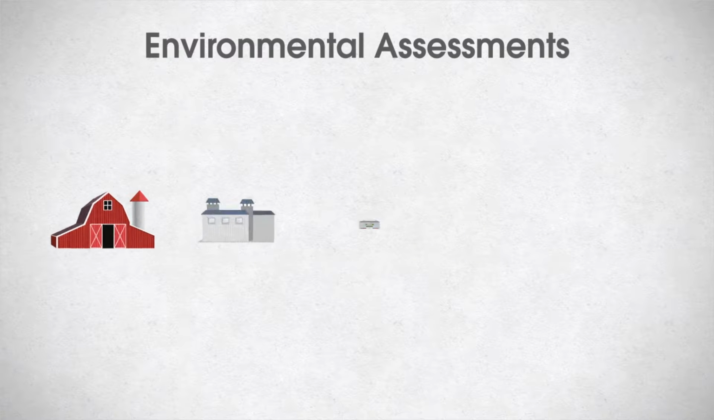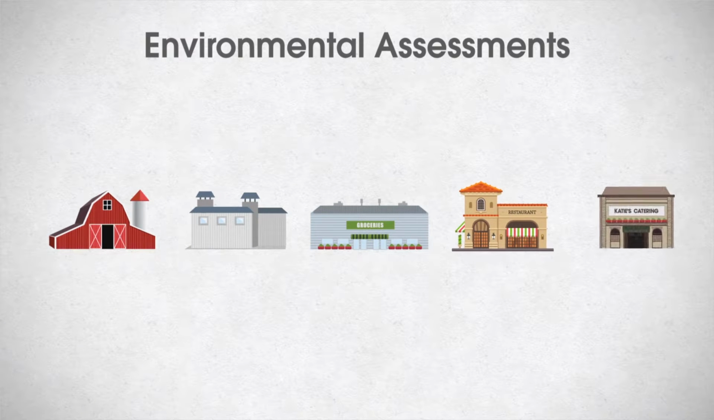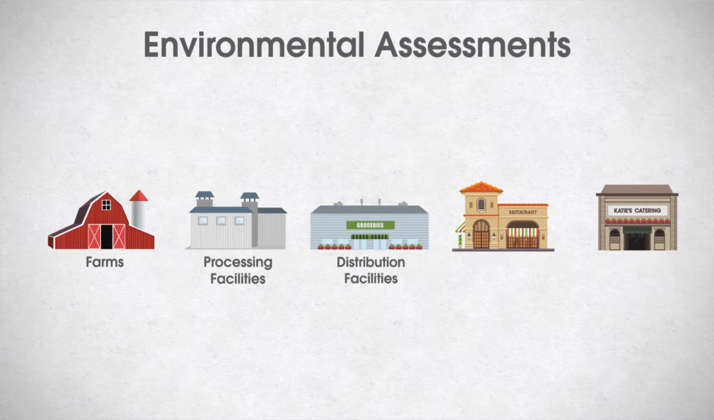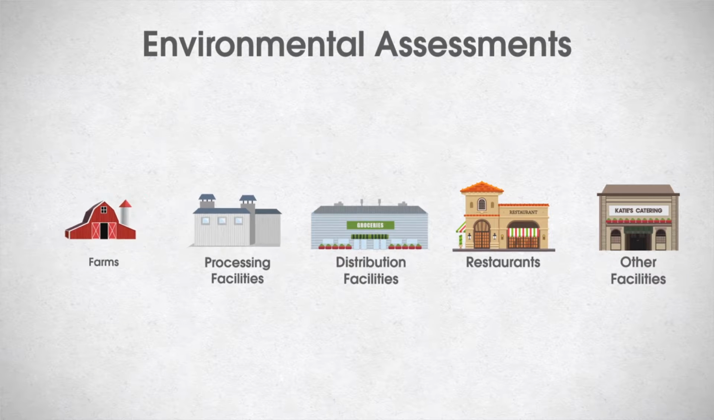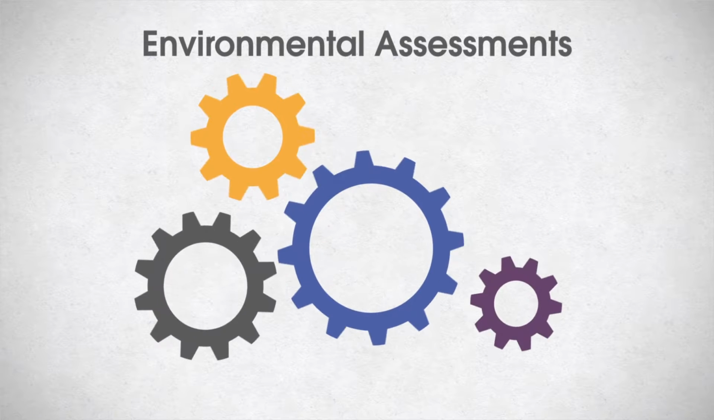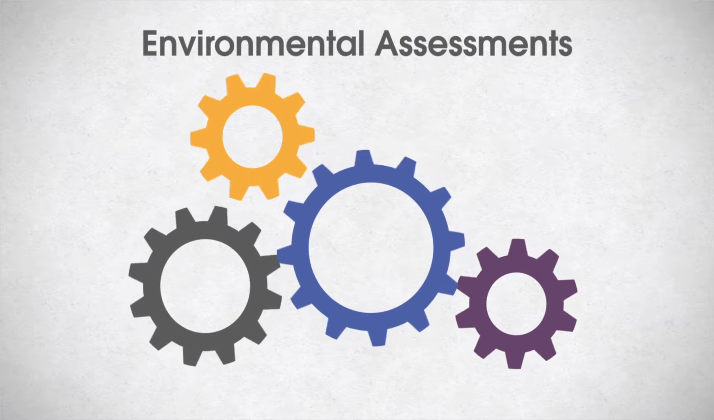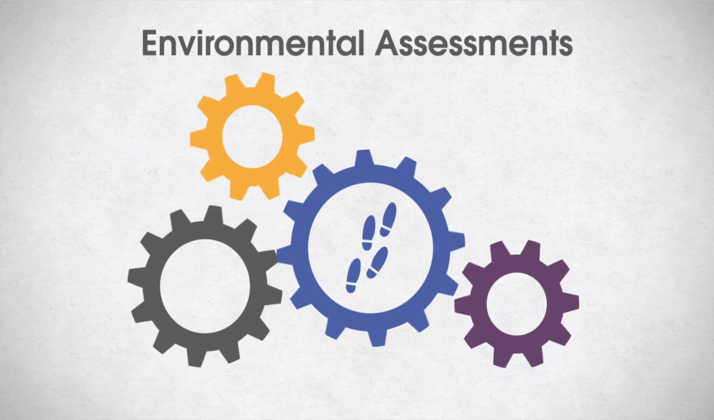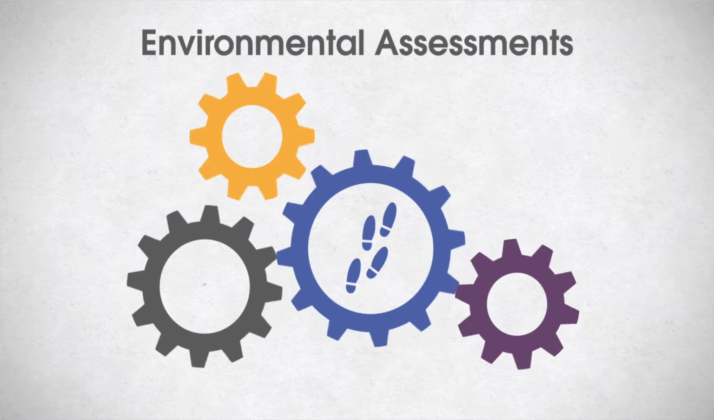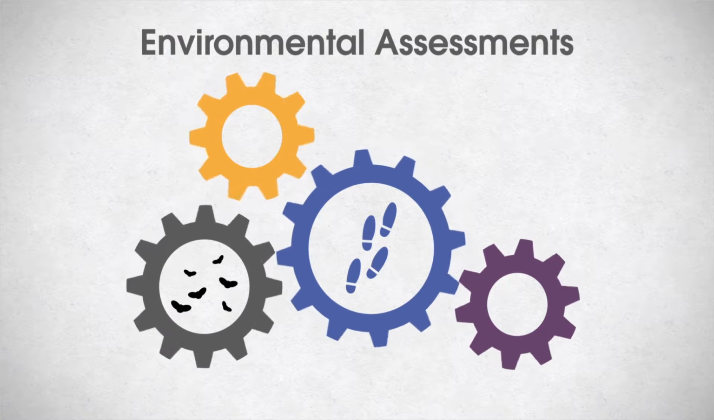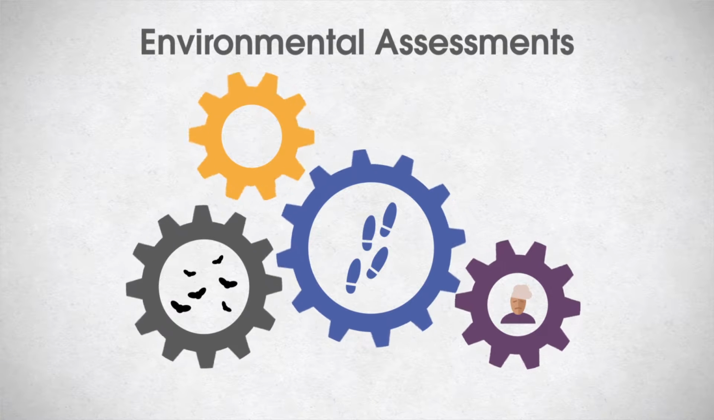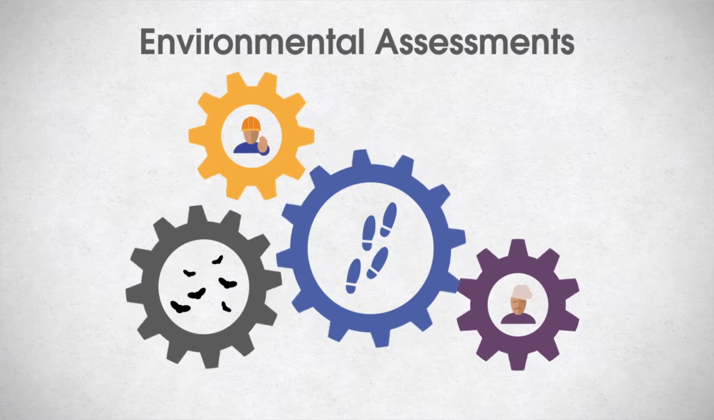Environmental assessments should be conducted throughout the food production system, including farms, processing facilities, distribution facilities, restaurants, and other facilities that serve, prepare, or package food. The four major objectives of an environmental assessment include reconstructing past events that focus on implicated foods, identifying contributing factors, identifying environmental antecedents, and developing effective interventions.